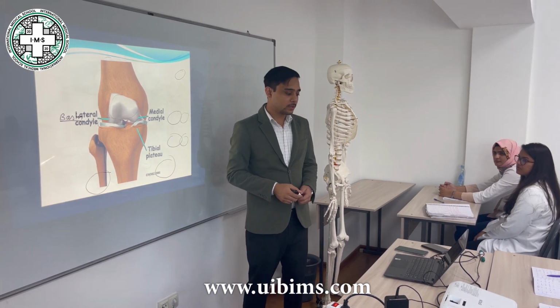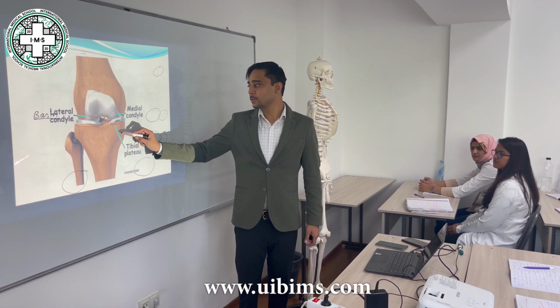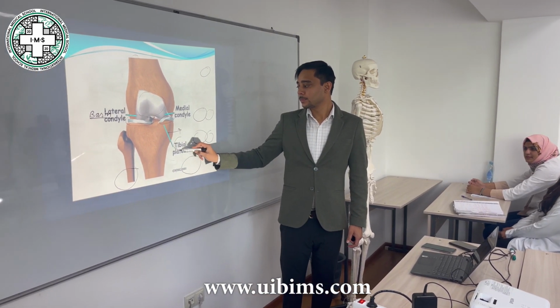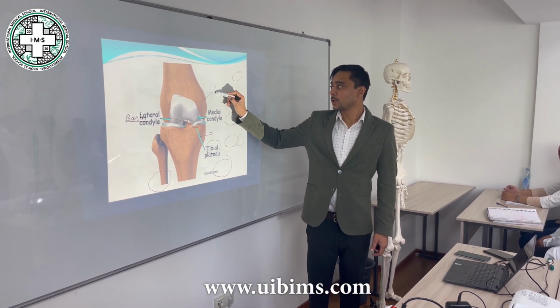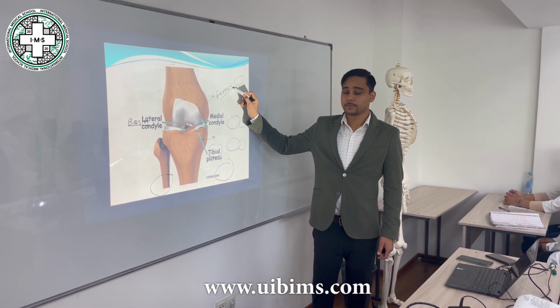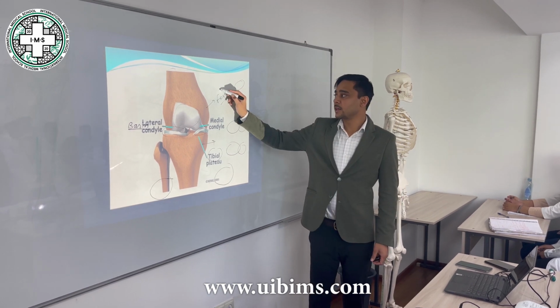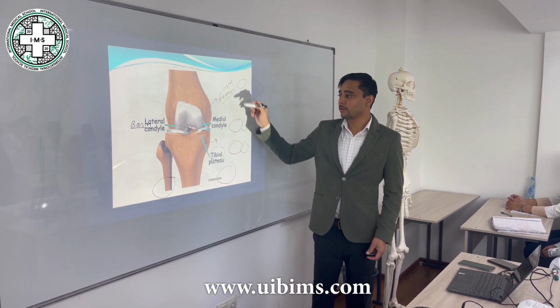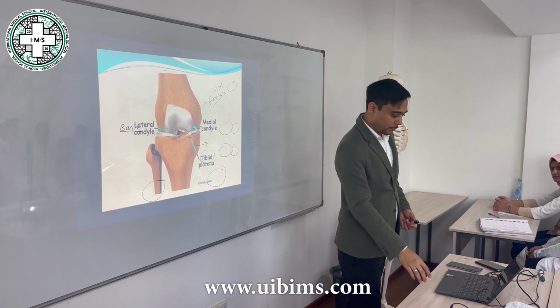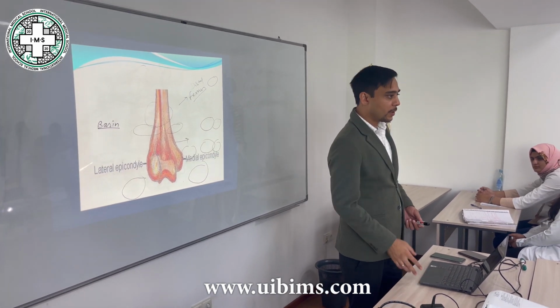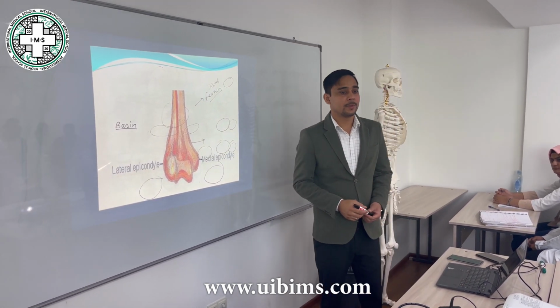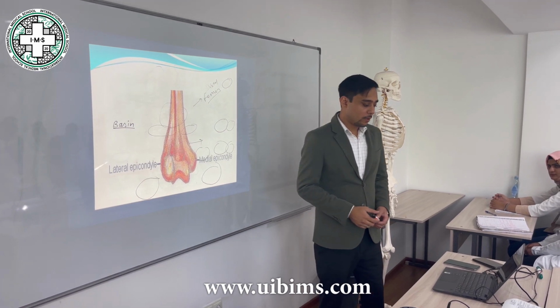So in the knee joint you see there is a tibia. This is which bone? Tibia. This is which bone? Femur. Which end of femur? Distal end. Yes, distal end of femur. Now the epicondyles, lateral and medial epicondyle. Now we will study the openings.